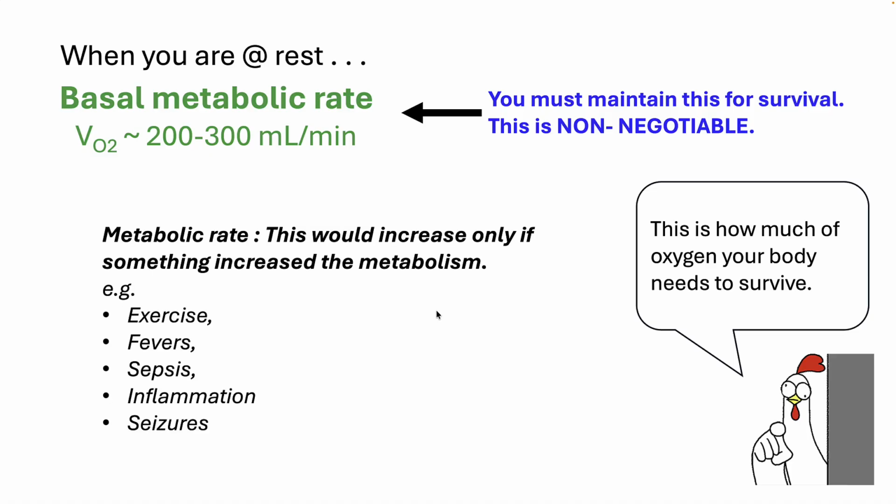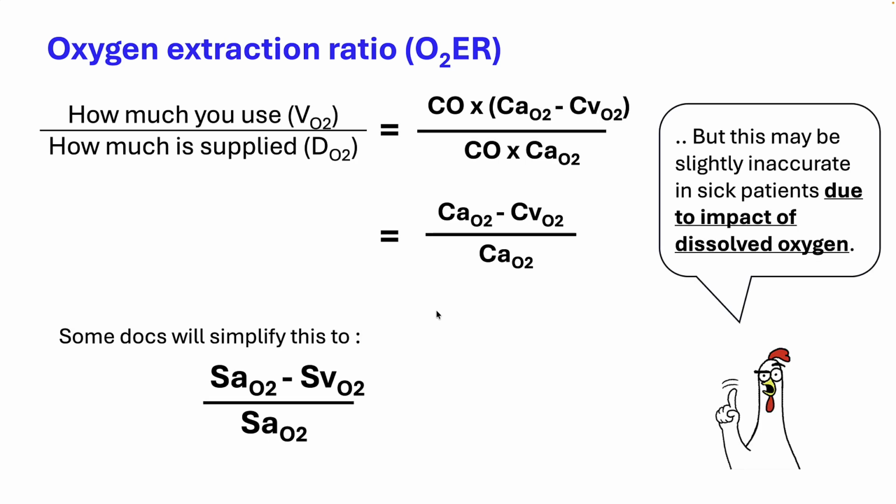It can certainly vary with different conditions which will increase your metabolic rate, for example, activity, exercise, fevers, sepsis, seizures, etc. Next term is oxygen extraction ratio, which is the ratio of VO2 by DO2. That means how much you use by how much is supplied. And that would give to this equation your arterial content of oxygen minus venous content divided by the arterial content.